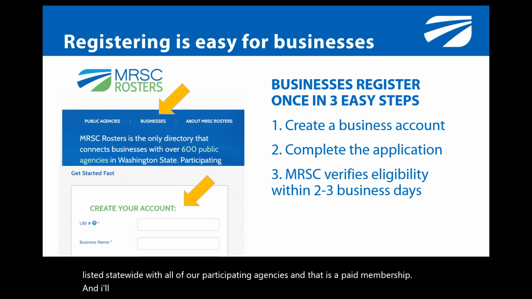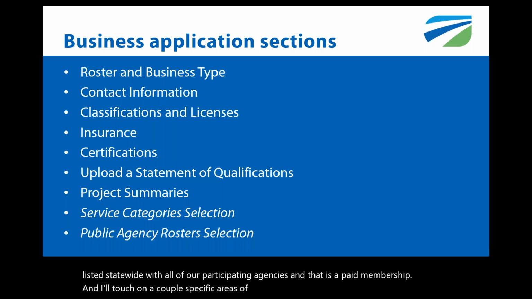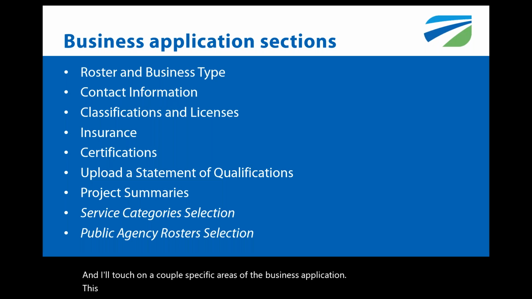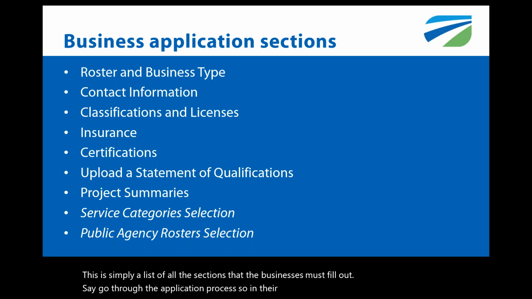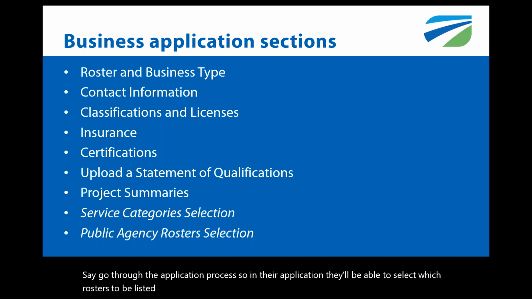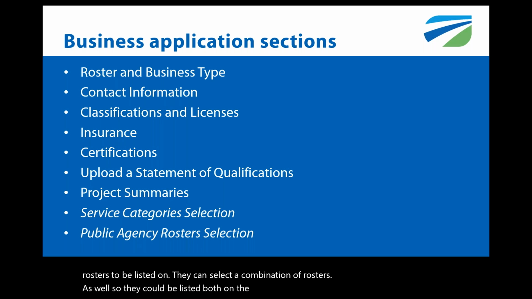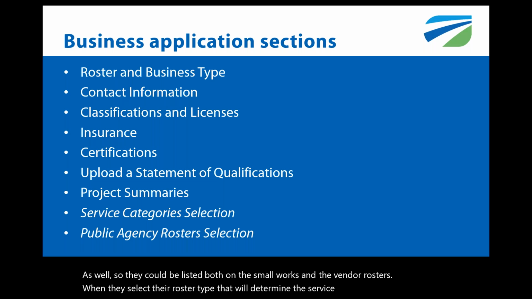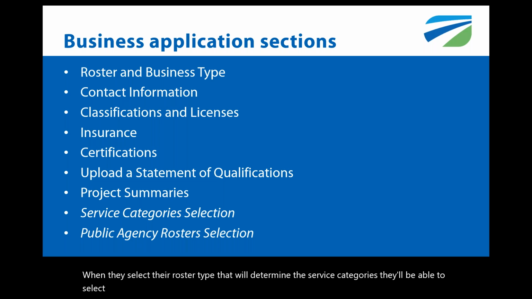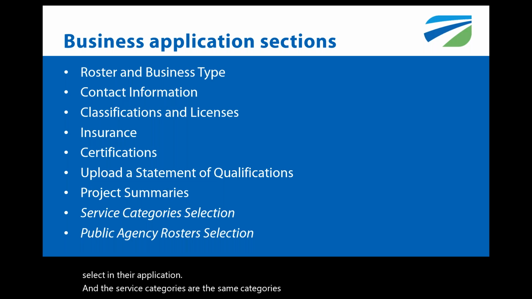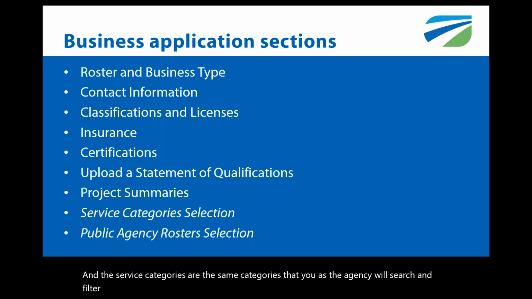I'll touch on a couple specific areas of the business application. This is simply a list of all the sections that the businesses must fill out to go through the application process. So in their application, they'll be able to select which rosters to be listed on. They can select a combination of rosters as well, so they could be listed both on the small works and the vendor rosters. When they select their roster type that will determine the service categories they'll be able to select in their application. And the service categories are the same categories that you as the agency will search and filter by, so I'll show you that later.